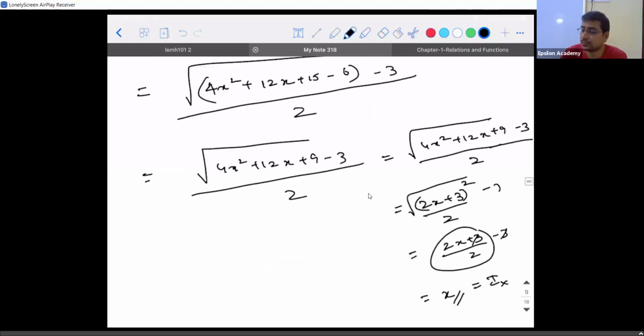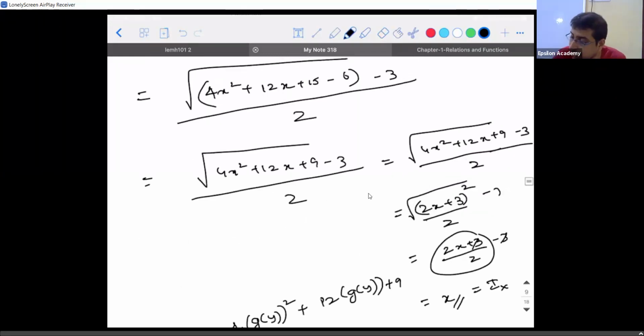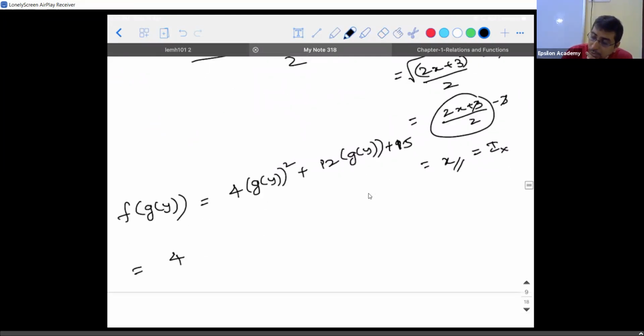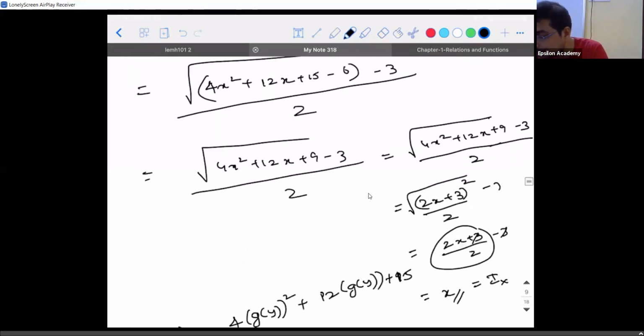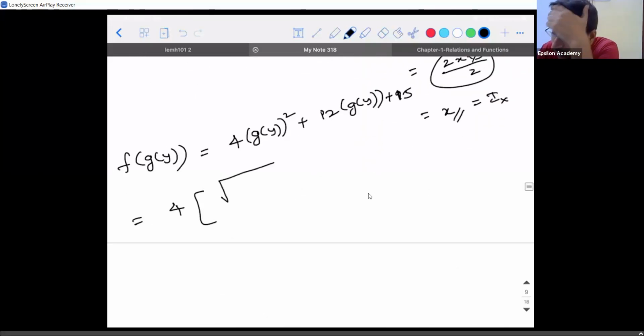Yeah. Now what is f of g of y? Sir, that quadratic equation we have to substitute into g of y square plus 12 g of y, 12 into g of y, plus 9 minus 3. 4 into what is g of y? Y minus 6. In the textbook they did it in 2 steps, okay? You have to do all these things in the exam.